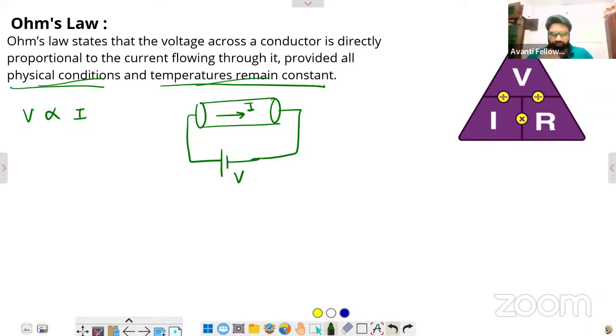So suppose we take the example of your household. In your house or in your school there is an LED bulb or whatever bulb is present there. Is that bulb following Ohm's law? It's a very simple question for you. There is a voltage across the bulb. There is a current flowing through the bulb. Is the bulb following Ohm's law?